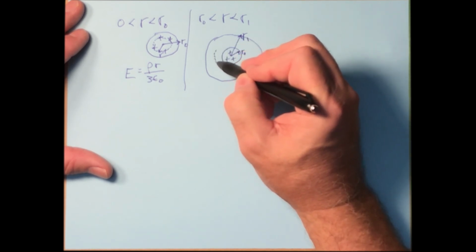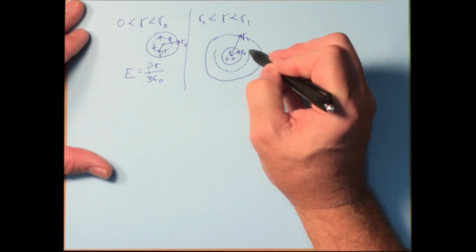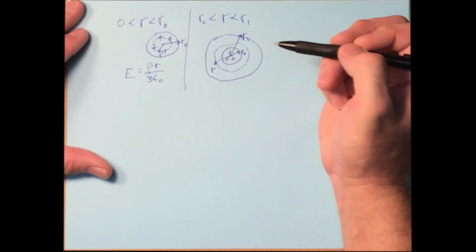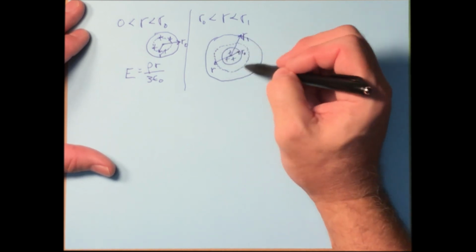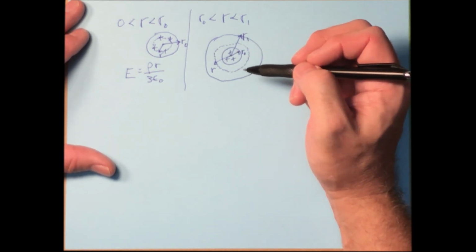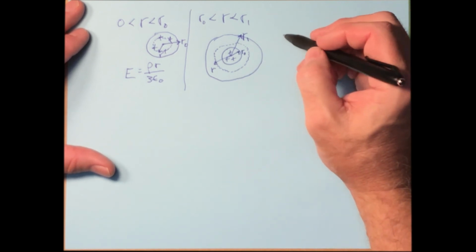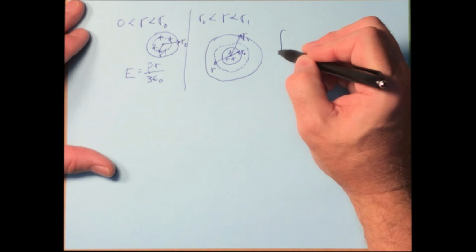We want our Gaussian surface, which we are calling radius little r, to be in that region right there. It's a nice spherical region, even despite the way I draw my spheres. All right, let's work the Gauss's law problem.